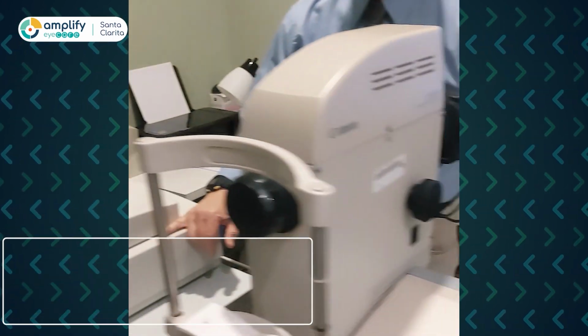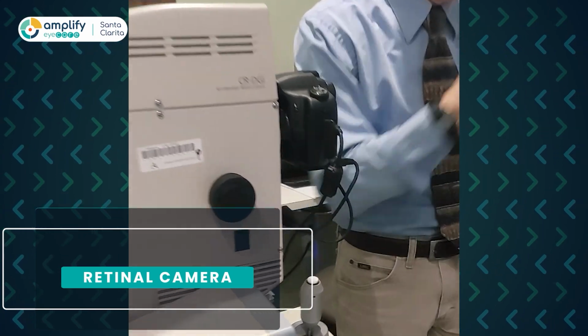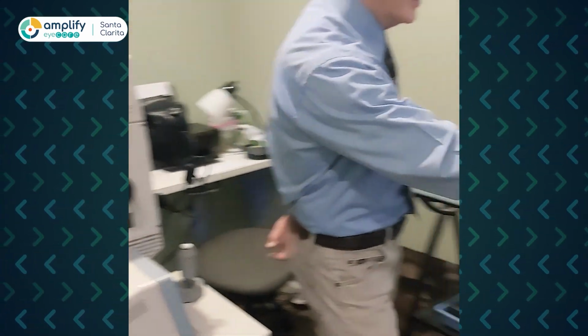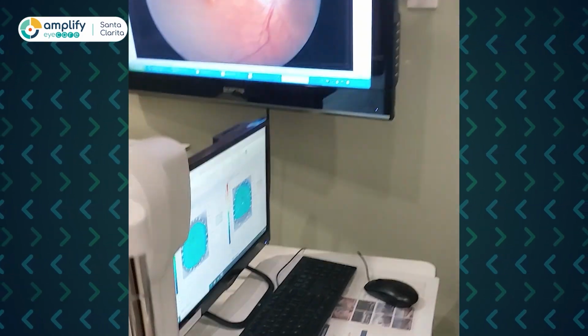OCT, yes. And then we have a retinal camera. The retinal camera is here. That's a camera. You can see that big camera in the back. This is a picture of the retina. There you go. And then this is a topographer.